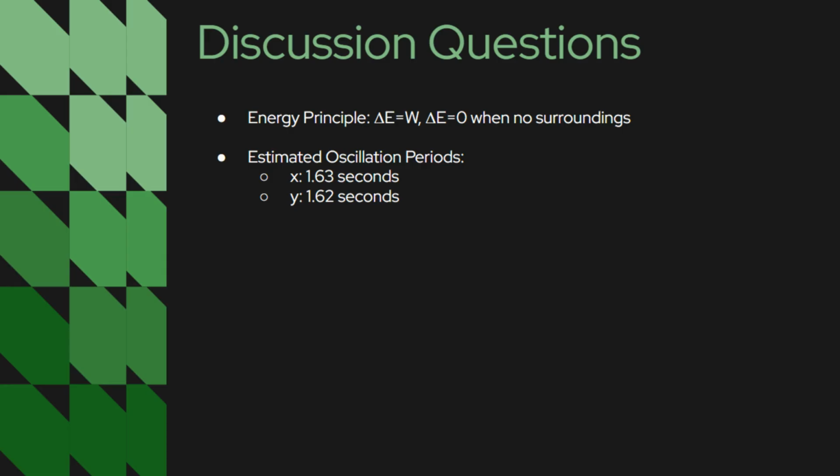Second, our estimated oscillation periods in the x and y, when solved, were actually very close together, only off by 0.01 seconds, which makes sense because despite different forces acting on it at different times, like gravity, the oscillation rate of the spring would be the same no matter the direction.